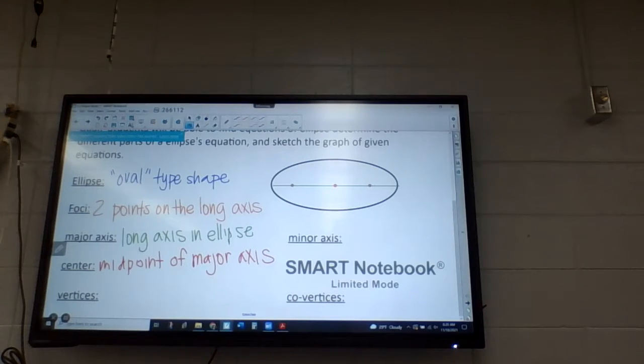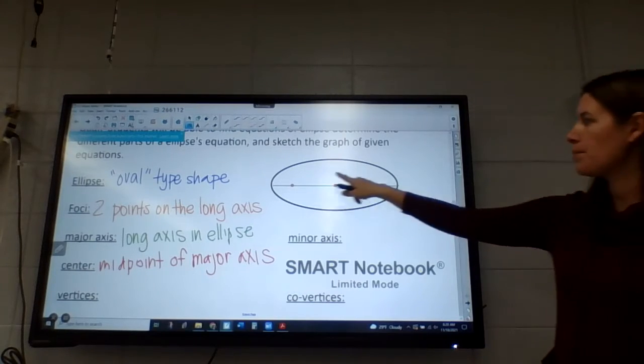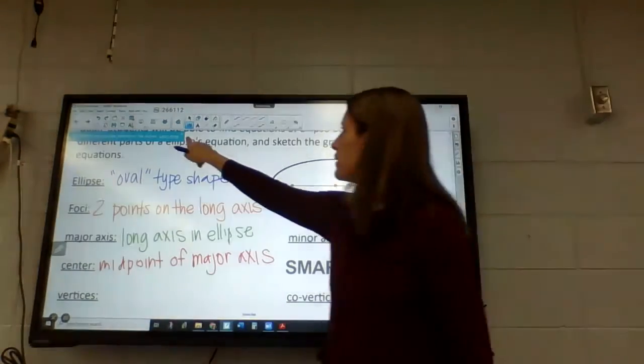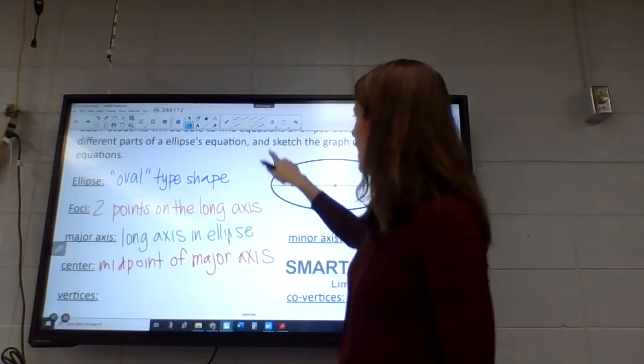Now on the end of that major axis, we have vertices. There's a point on the end of each of these that we call vertices. So it's the end point of the major axis.